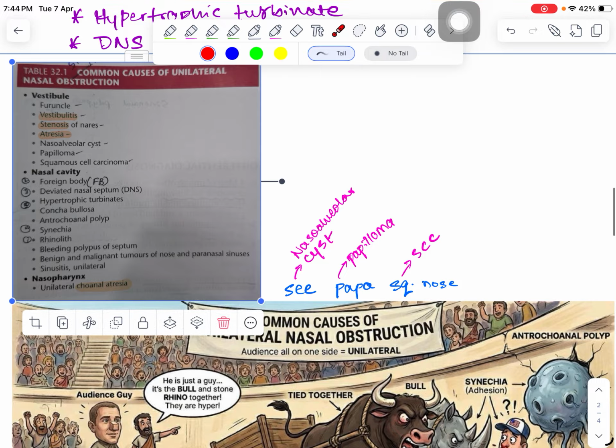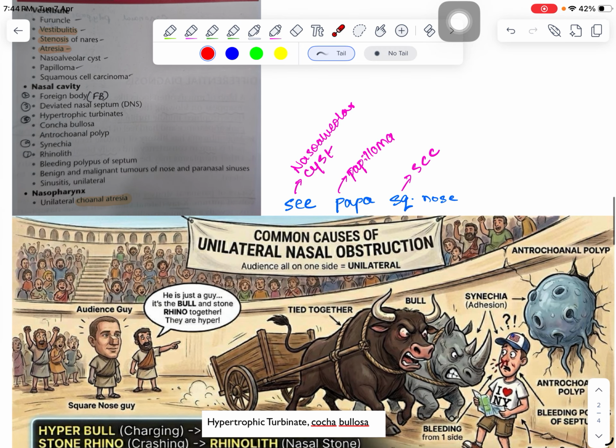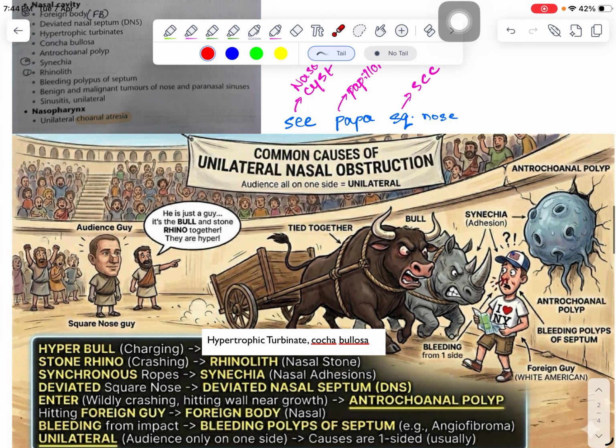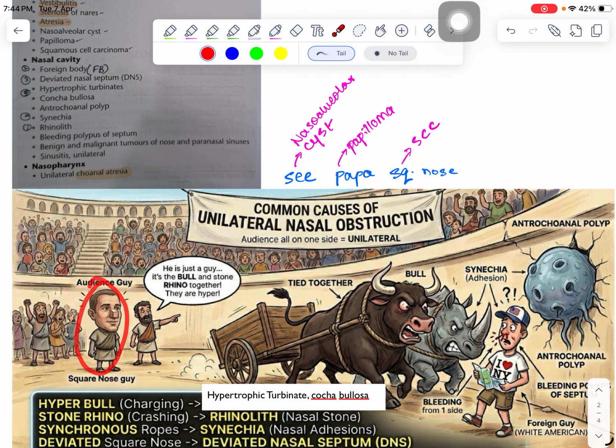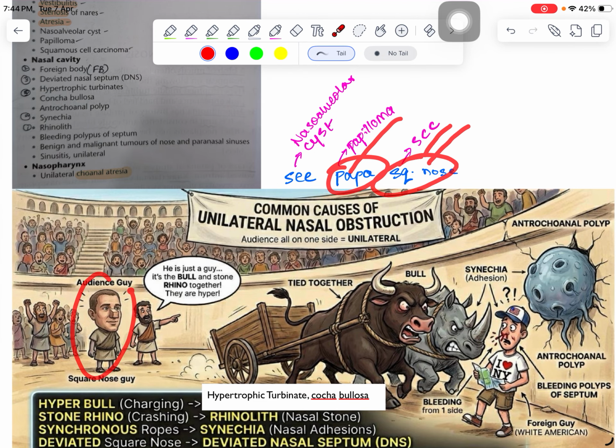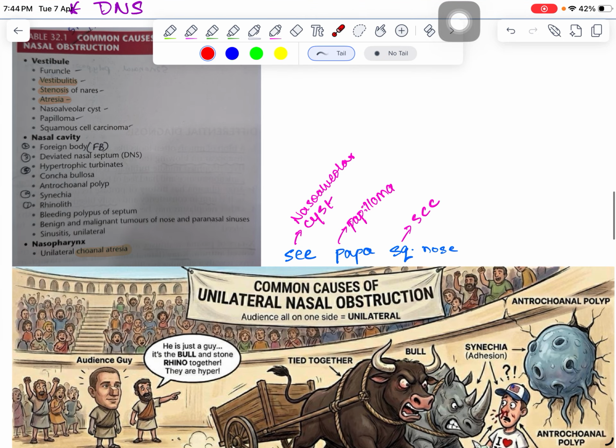Coming to the specifics, the audience are sitting on one side, that's why you can remember unilateral nasal obstruction causes. Now coming to this square shaped guy, and the sympathizing audience is saying, see papa, square nose guy is being hit. So from C you can remember cyst, that is nasoalveolar cyst. Now from papa you can remember papilloma, from square you can remember squamous cell carcinoma. From this guy we are done with the vestibule.